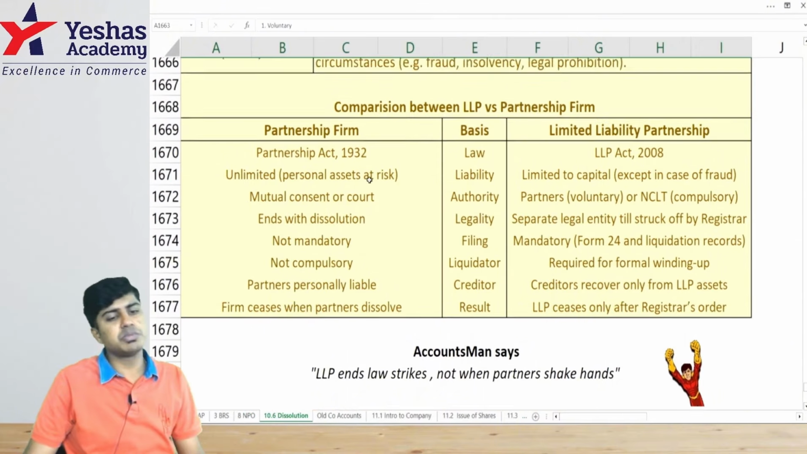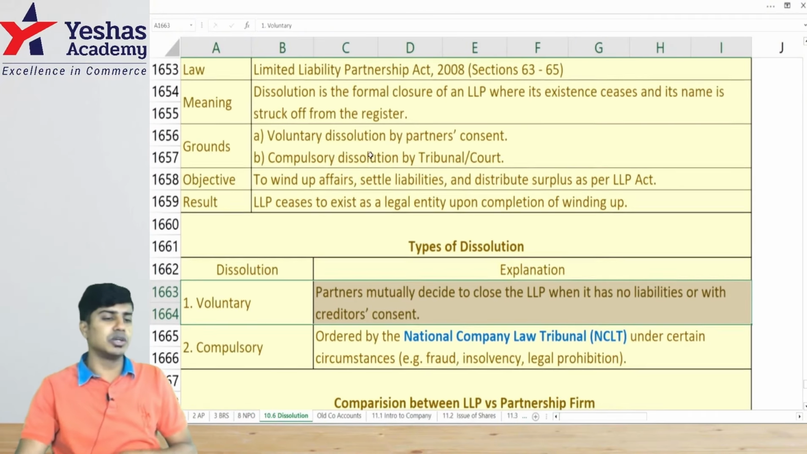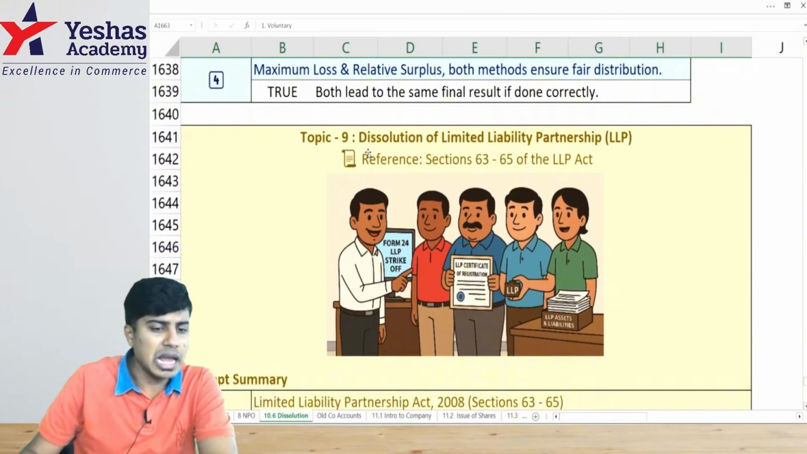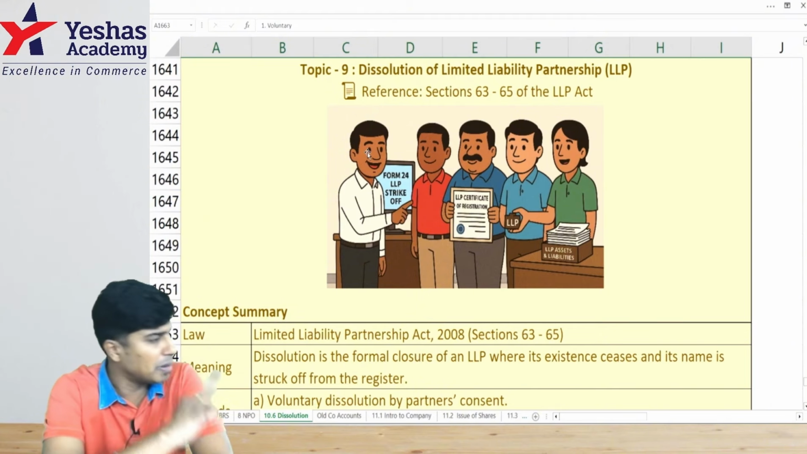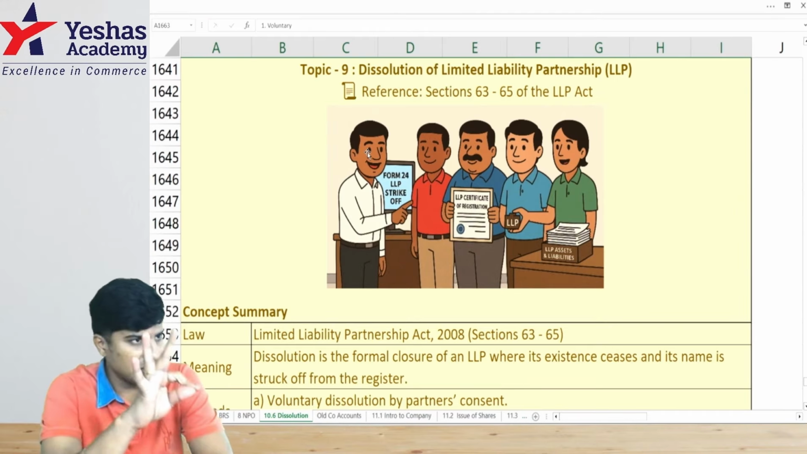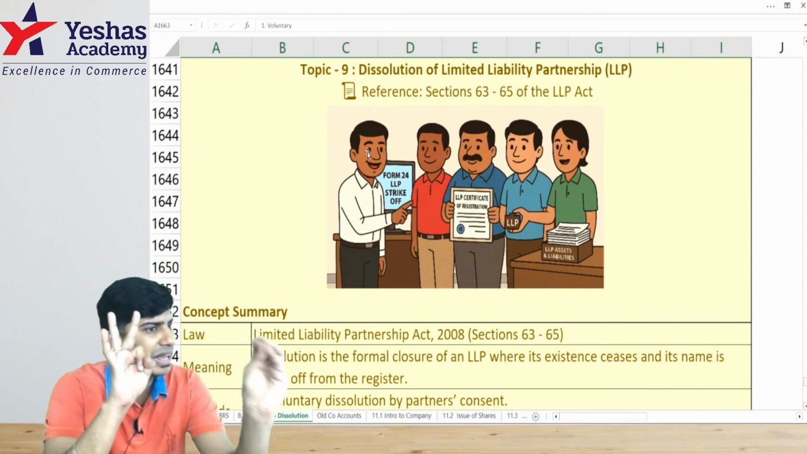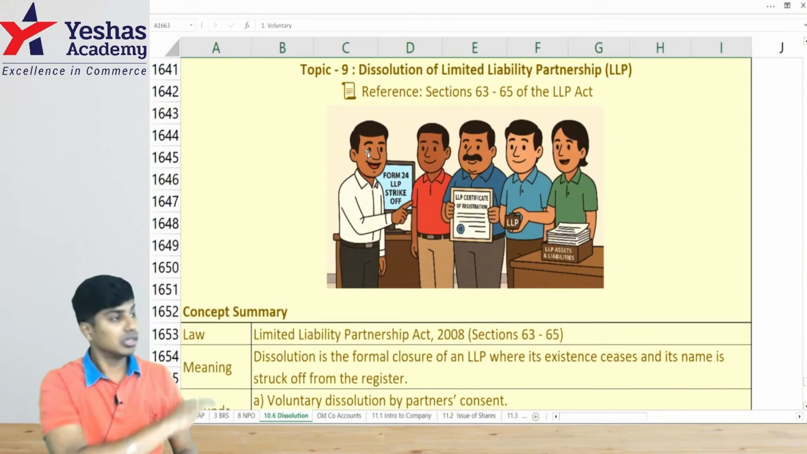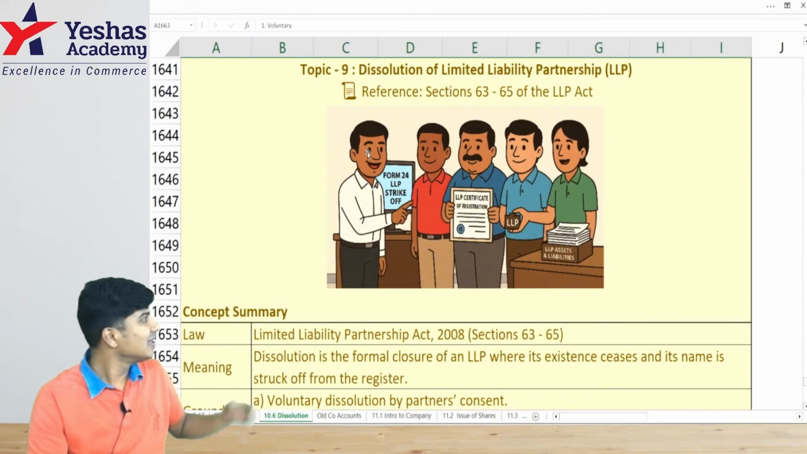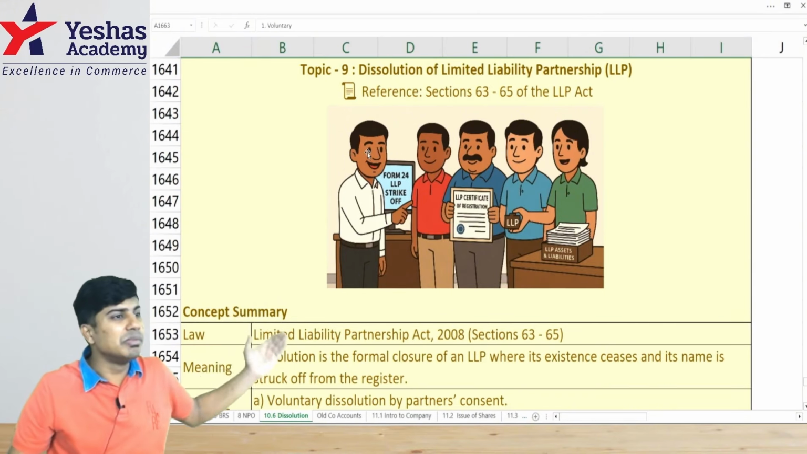The only difference between limited liability partnership dissolution and partnership dissolution is that the liability of the partners is limited. Rama, Bhima, Soma are partners. If the firm does not have enough money to pay liabilities, neither Rama, Bhima nor Soma is supposed to bring extra money. They are not required to. Why? The liability is limited.